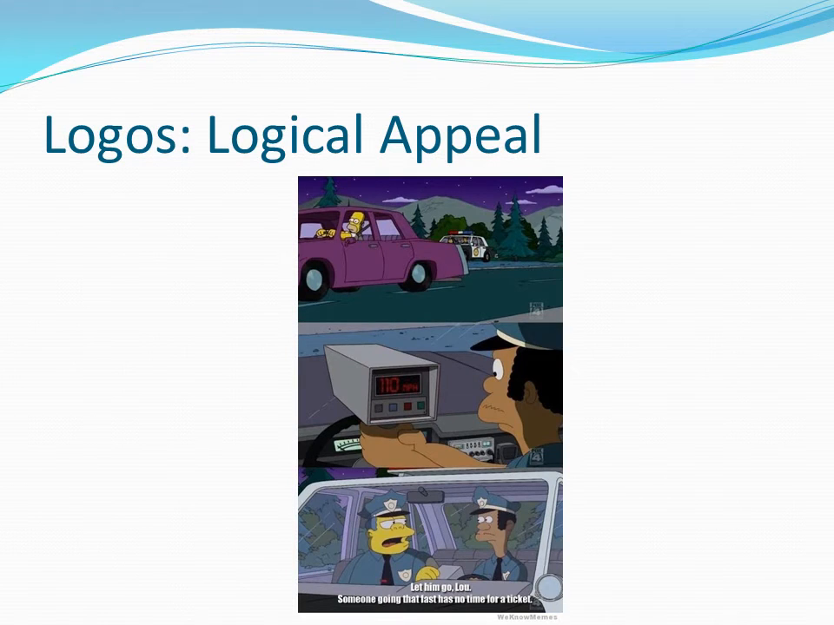The third appeal is logos, the logical appeal. If a speaker's trying to get you to believe something or do something, maybe they're going to use ethos, their credibility. Well, you should do this because I know what I'm talking about. Maybe they're going to use pathos. You should do this because won't you feel bad if you don't, or something like that. Or they can use logos and try and look at evidence and bring it to some sort of logical conclusion. So in this series of cartoons here, we have Homer Simpson goes speeding past the police.